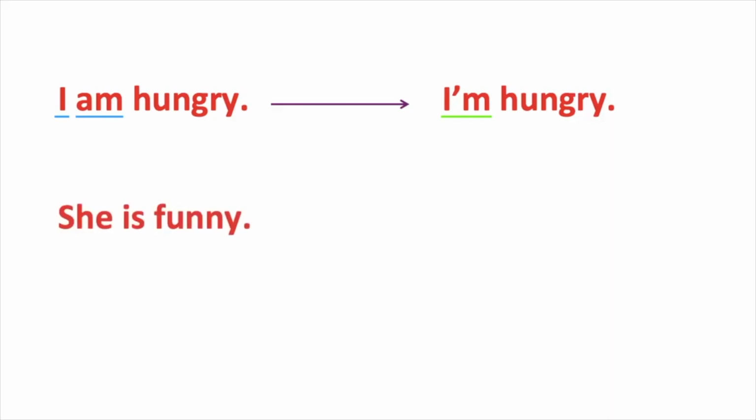I am hungry. Here I can combine the word I and am to I'm. I'm hungry. As you can see, I have combined the two words and an apostrophe is placed where the missing letter A was. Another example is, she is funny. Here I can combine she and is. She's funny.